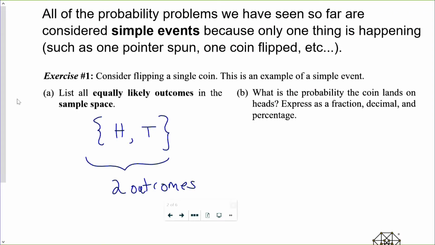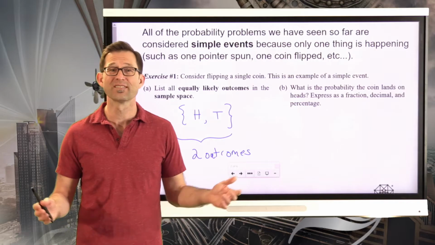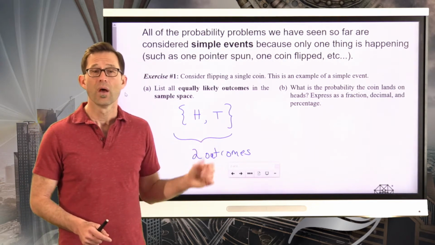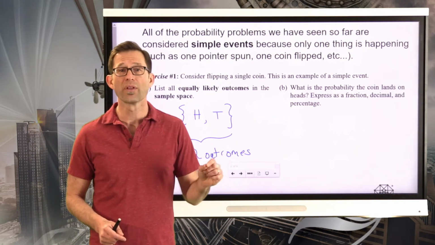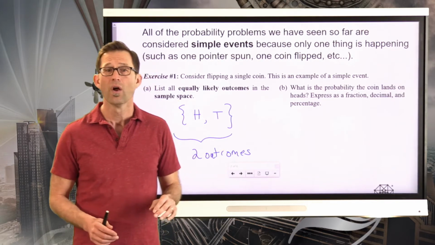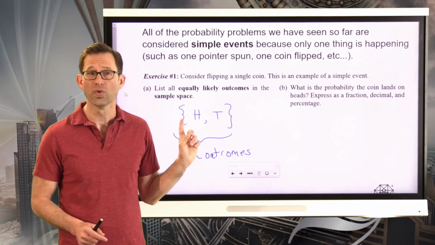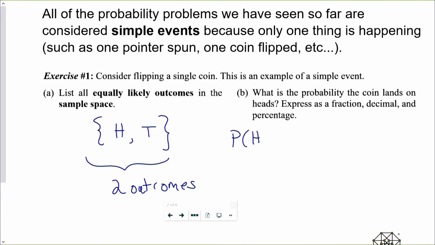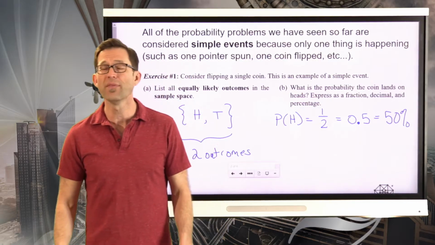Letter B, what is the probability the coin lands on heads? Express as a fraction, decimal, and percentage. Well, this is a piece of cake, so let's just do it together. We have two outcomes. The event that we're looking at is the probability it lands on a head. There's one of the two that fall into it. So the probability that we're going to get a head is 1/2, which I hope you're all comfortable with is the same as the decimal 0.5, which is of course the same as the percent 50%.